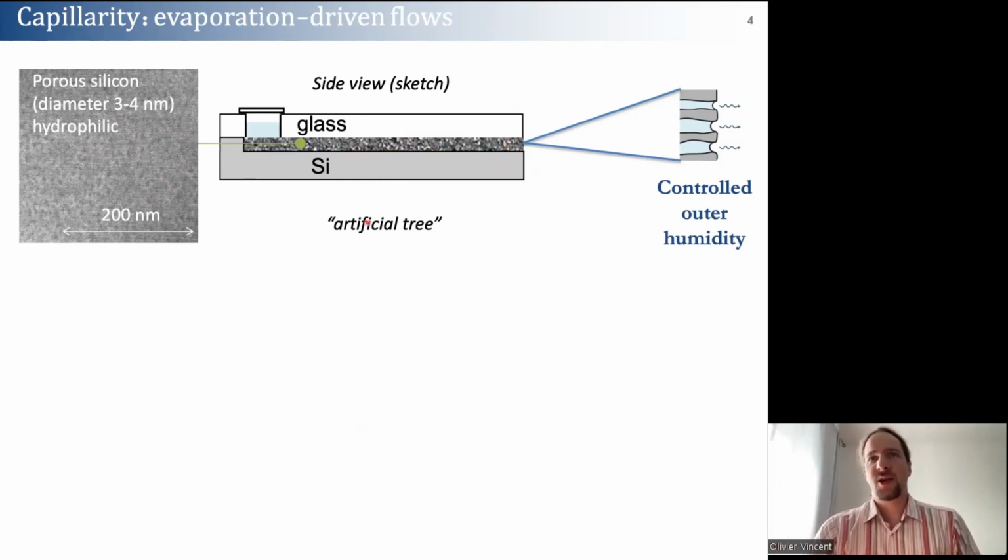This can be seen as kind of an artificial tree where you have a root system with a reservoir here where the water can be sucked from. You have a porous medium that is kind of similar to the trunk or leaf of a tree system. And here, the evaporating surface is kind of similar to the leaf.